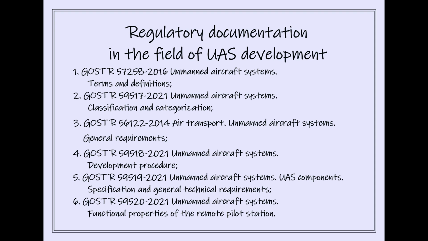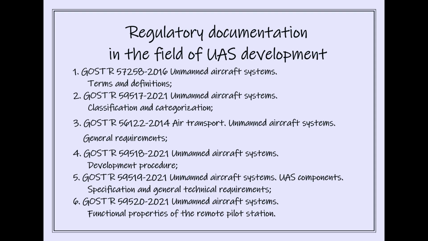The last standard is GOST 59520, Unmanned Aircraft System, Functional Requirements of External Pilot Station. This standard establishes requirements for functional properties of the external pilot station as part of an unmanned aircraft system, which I also suggest not to dwell on, since in any case attention will be paid to the functional properties of the external pilot station in the technical assignment section, as well as a table of analysis that will be formed at the analysis stages discussed below.